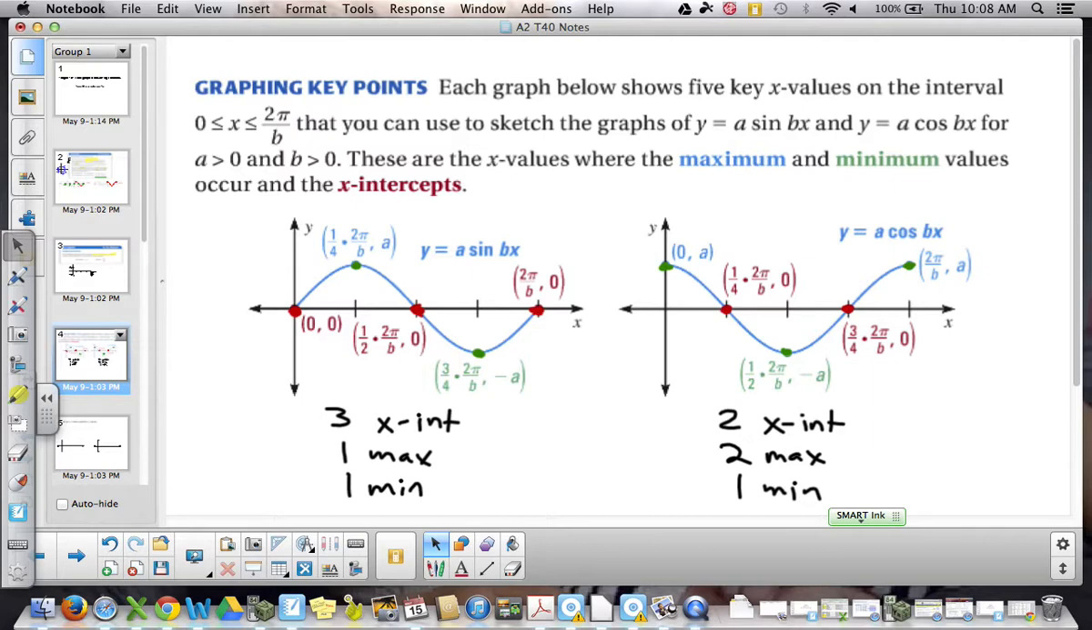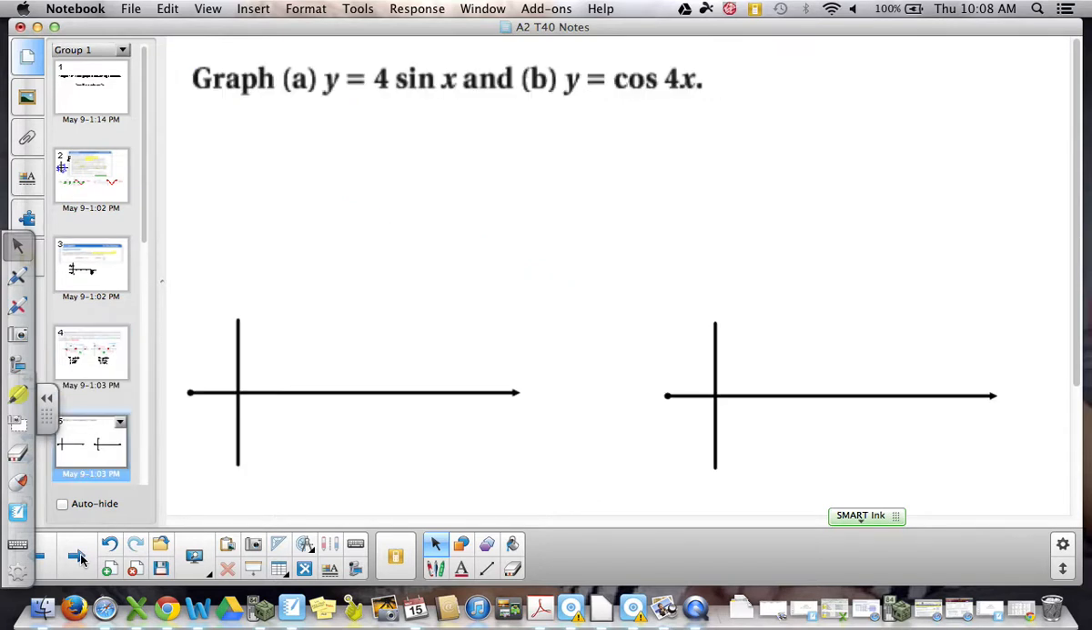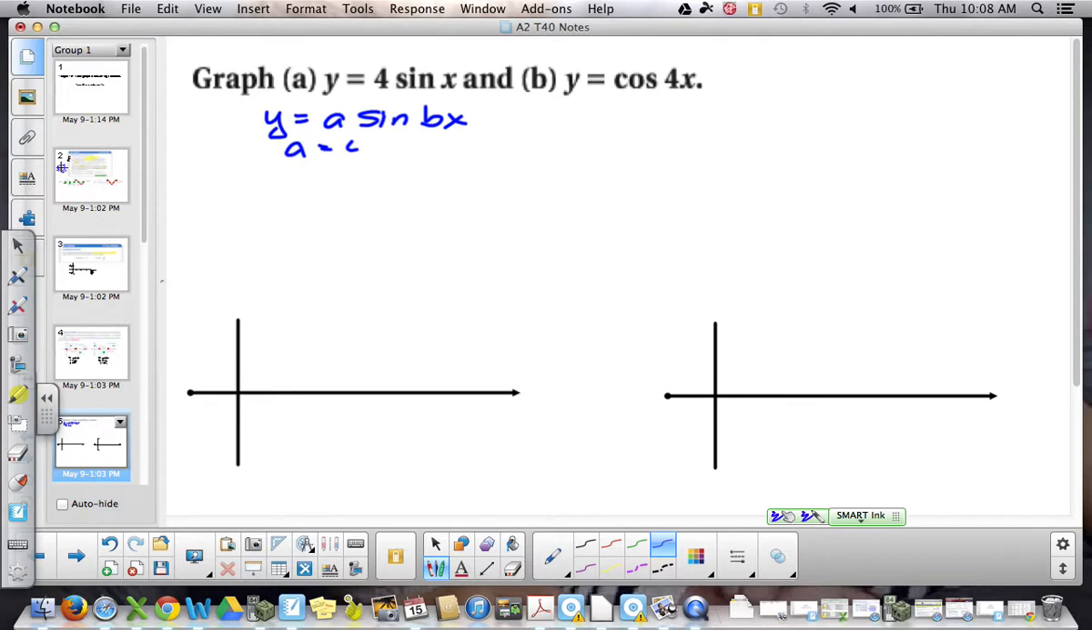All right, so 5 key points is going to help you create our kind of repeating wave pattern here. So let's get a couple examples. Okay, y equals 4 times the sine of x. If I want to graph that, again we have y equals a sine of bx. So a is 4 and b is 1.